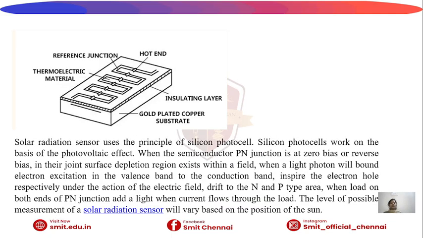Okay, so this is the structure of the radiation sensor, which has the hot end. This is the reference section, the reference junction. So we have to compare the reference junction for getting the correct input in a particular range, and correct output in a particular range. So there is a gold plated copper substrate below. Next one is the insulating layer. Then there is a strip which has the reference junction, and another one is a thermoelectric material. At the hot end we get the output.